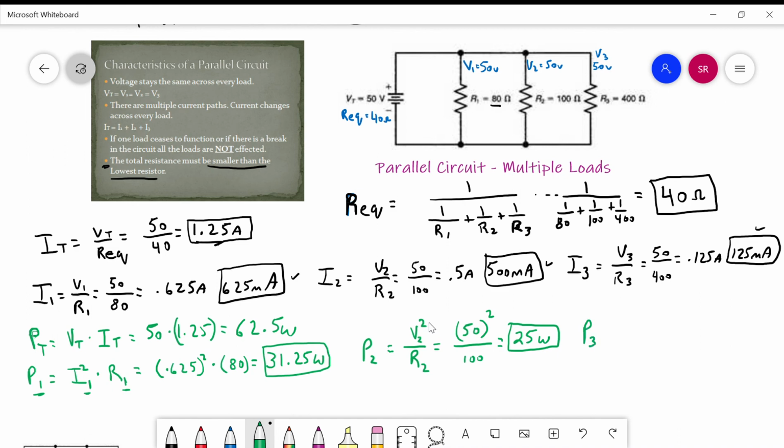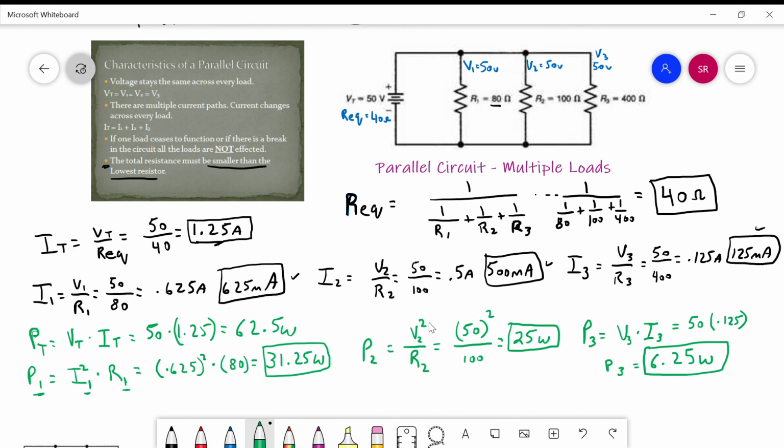My P3. So I'm going to use V times I here, so V3 times I3. Guys, I'm using all different formulas for these three powers. My V3 is 50 times, what's my I3? My I3 is 0.125. So my P3 is going to equal, yep, I got 6.25 watts. So 31.25 plus 25 plus 6.25, is that equal to 62.5? Yes, it does. So voila, there you go.